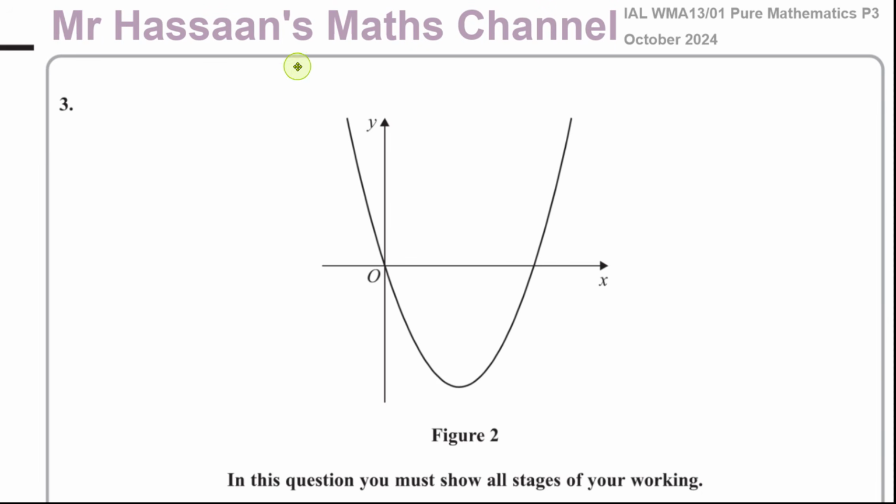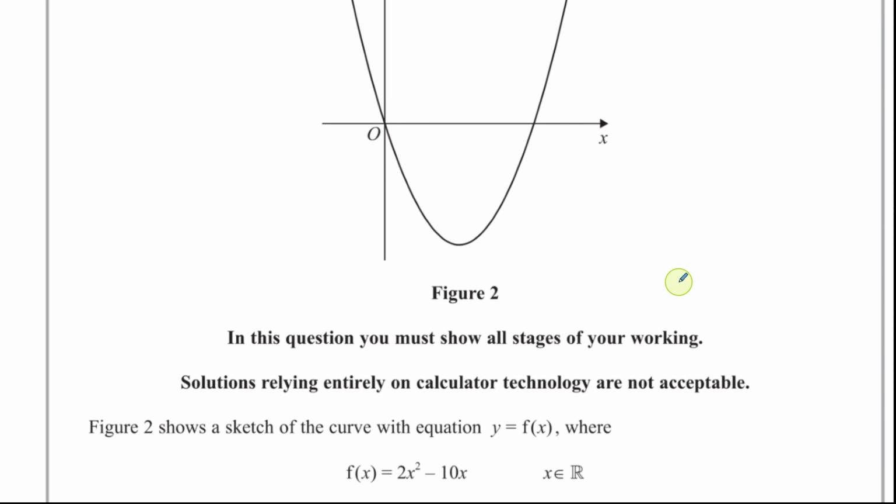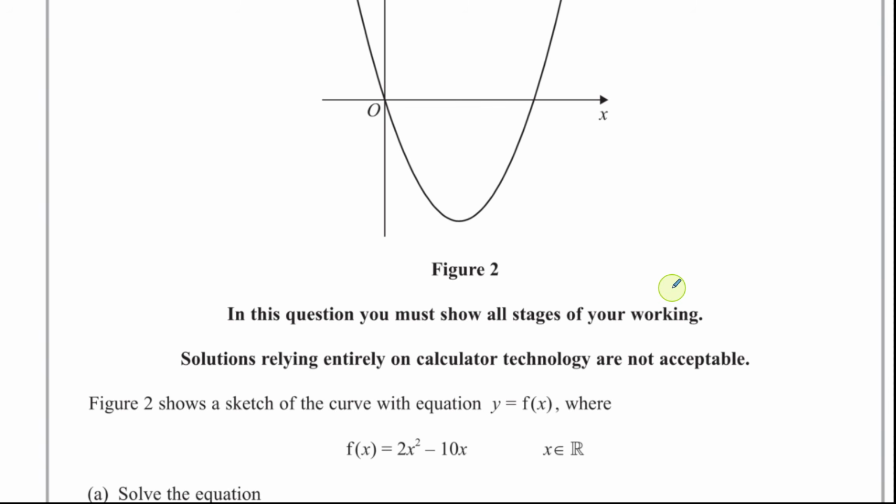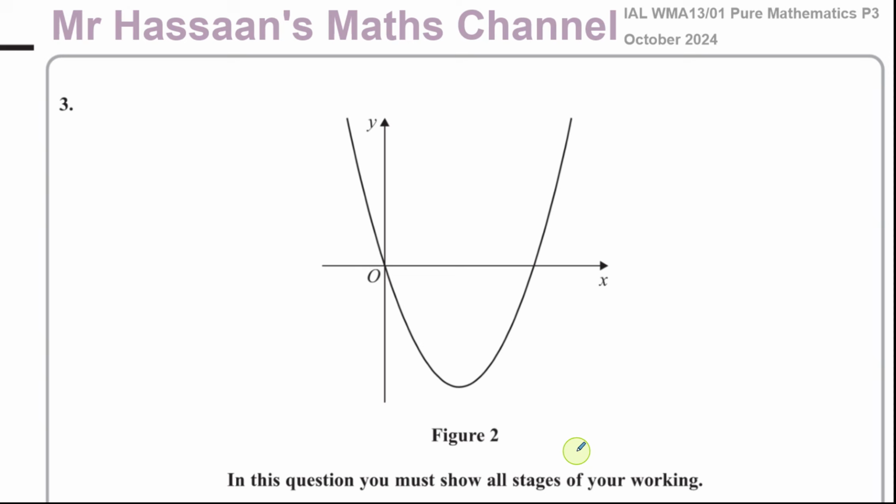Mr. Hassan's Maths channel. I'm now answering question number 3 from the October 2024 Pure Mathematics P3 International A-Level Edexcel exam. And here we have a question. They told us about figure 2 here, which shows a sketch of the curve with the equation y equals f of x, where f of x is equal to 2x squared minus 10x, and x is an element of real numbers. So it's a quadratic curve, and the domain is completely unrestricted.